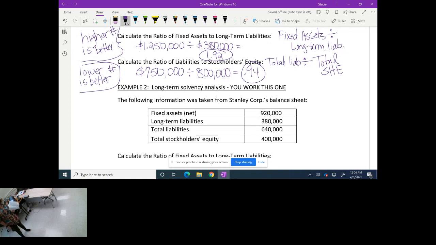All right, notice that I wrote on the first calculation, a higher number is better, because what it's telling them is they're using their fixed assets efficiently or well. And then on the bottom one, a lower number is better because you've got how much you have in liabilities as compared to your equity. So you want that to be low.